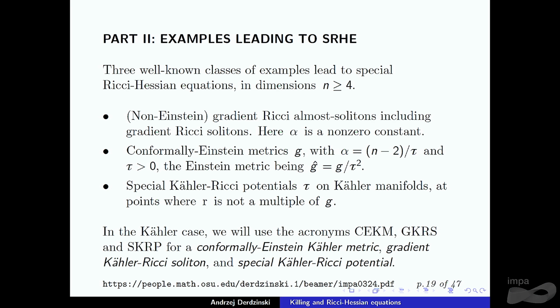In complex dimension 2, as Claude mentioned, tau may be assumed freely to be equal to the scalar curvature. You have to divide this Kähler metric by the square of its scalar curvature to get an Einstein metric, provided that the scalar curvature is not identical to 0. And finally, there are those objects called special Kähler-Ricci potentials on Kähler manifolds.